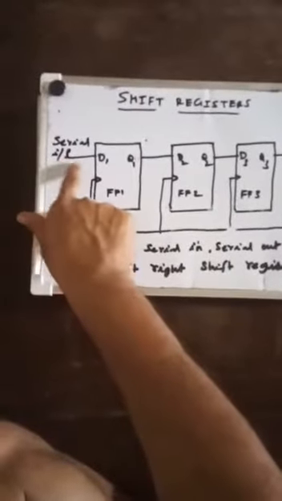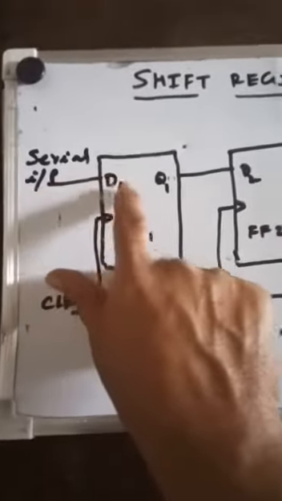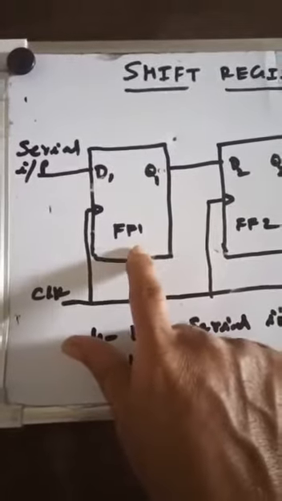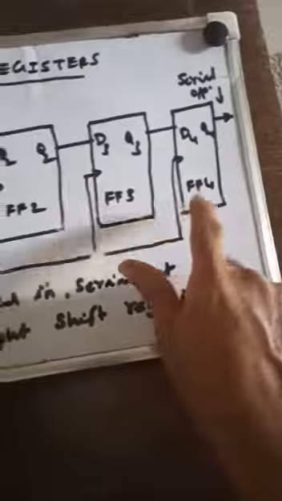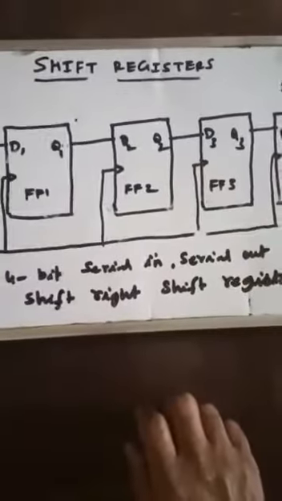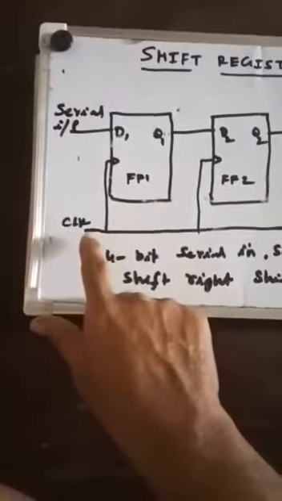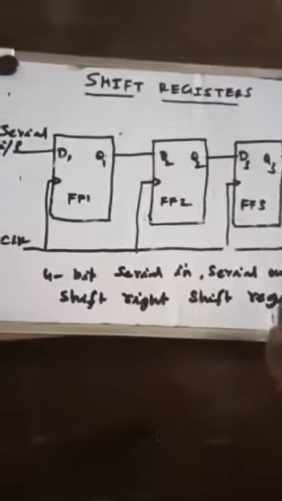That means the input is shifted from left towards right, from this to this. Here the serial input is given to D1, then Q1, FF1, the first flip flop, then FF2, FF3 and FF4. So we have four flip flops arranged. Here the clock is given, and the clock is connected to each of them.